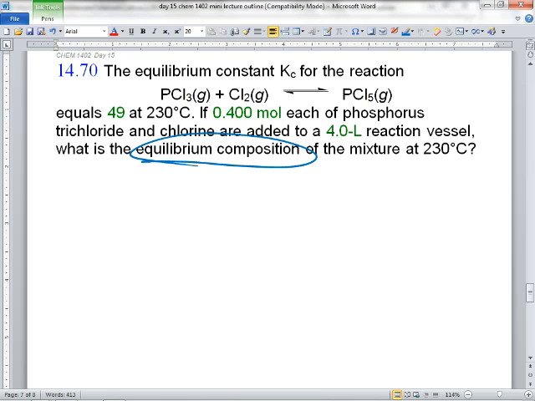Ray, where would you start? With the ICE table. Yeah. PCl3 plus chlorine goes to PCl5. Make the columns first. And you said do the ICE. So on the initial row, Nick, under the phosphorus trichloride, what would you put?